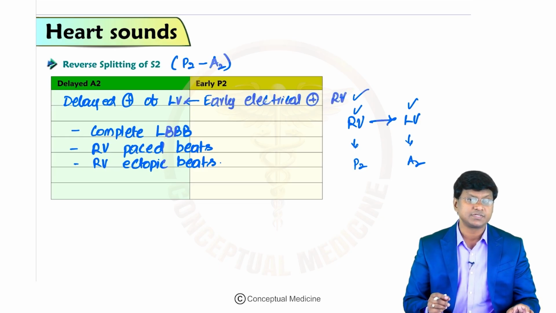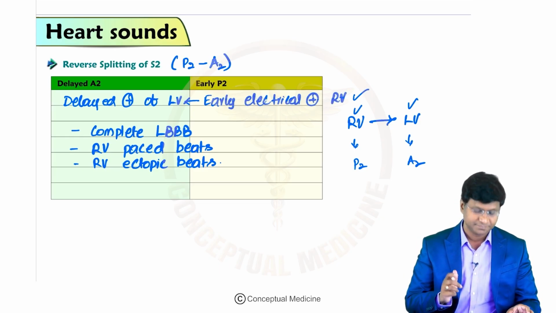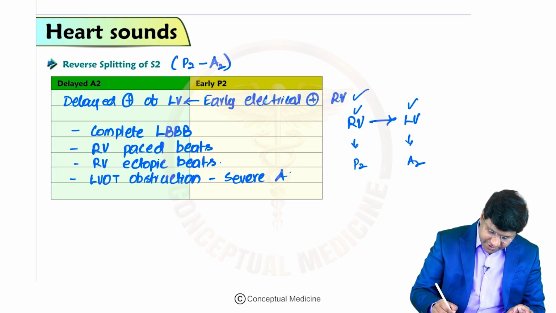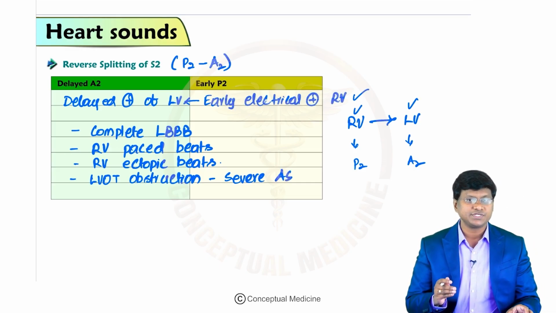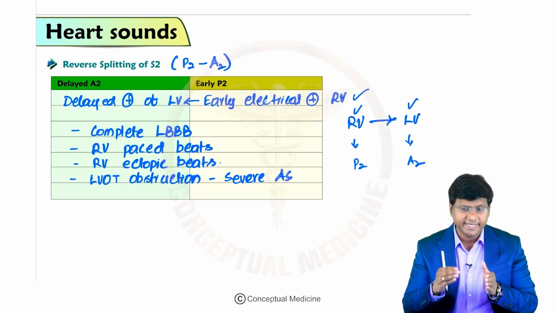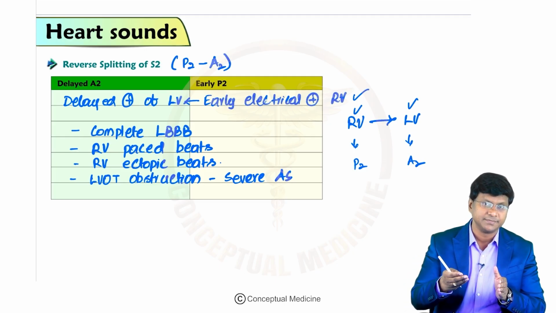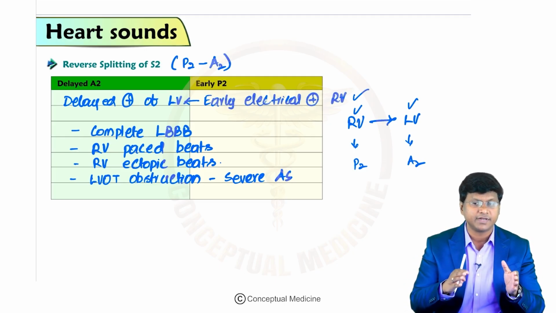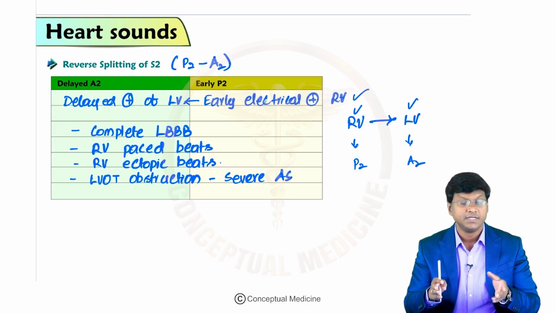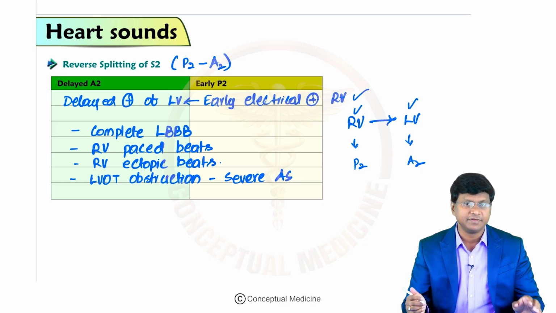Next, clinical scenarios like left ventricular outflow tract obstruction, LVOT. Where do you have reverse splitting of S2 with left ventricular outflow tract obstruction? In patients with severe aortic stenosis. In severe aortic stenosis, the left ventricle takes more time to empty the blood into the aorta. By then the right ventricle contracts and sends blood into the pulmonary artery, the pulmonary valve closes, and after that the aortic valve closes.